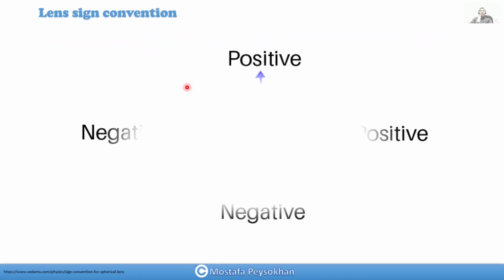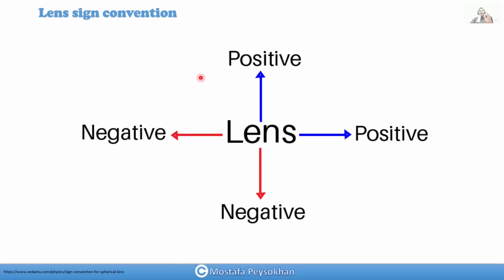So, lens design convention: anything that is on the right hand side of the lens, we keep it positive, up positive, left hand side negative, bottom side negative. So we keep this lens convention for solving our problem.